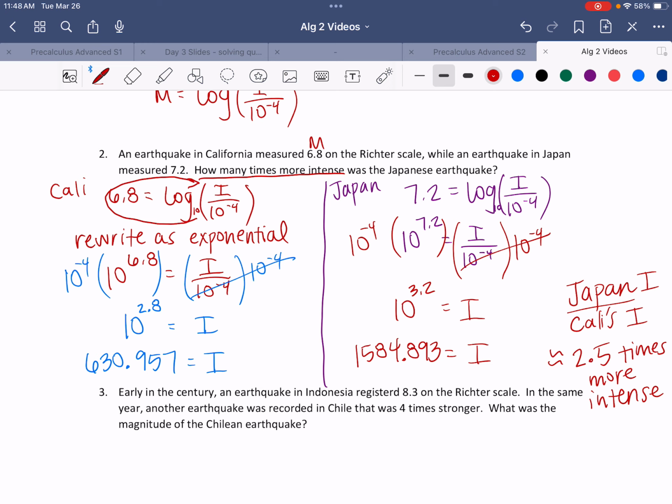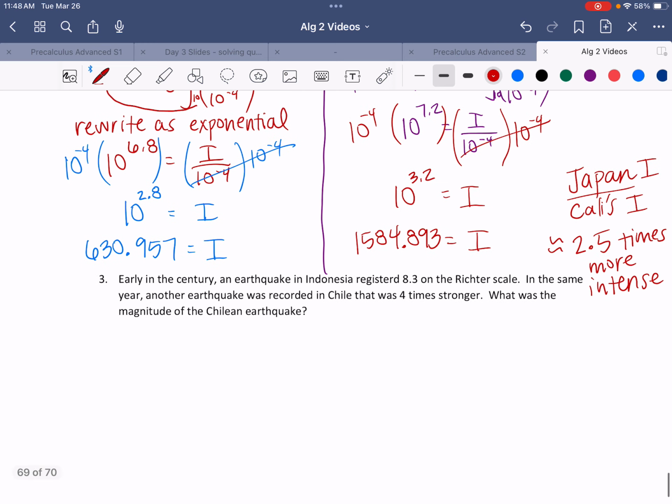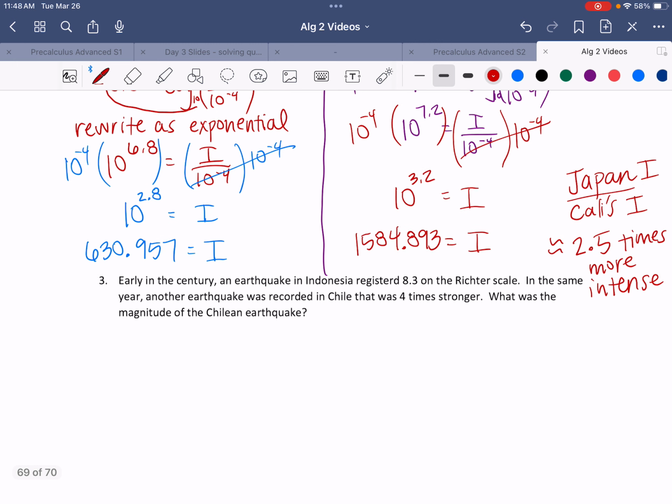So, last question here. Let's keep going. I'm going to highlight this. This was technically my final answer here. But number 3, final problem, says early in the century, an earthquake in Indonesia registered 8.3 on the Richter scale. In the same year, another earthquake was recorded in Chile that was 4 times stronger. What was the magnitude of the Chilean earthquake?